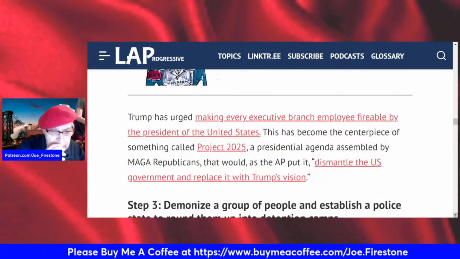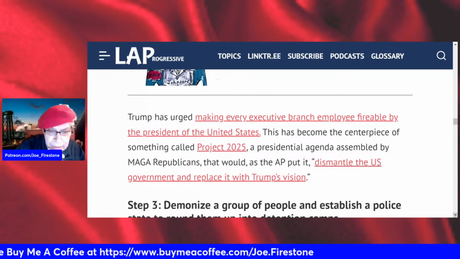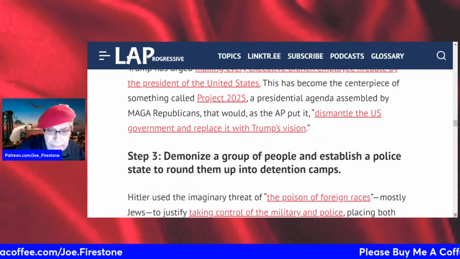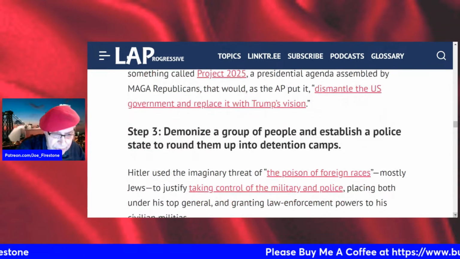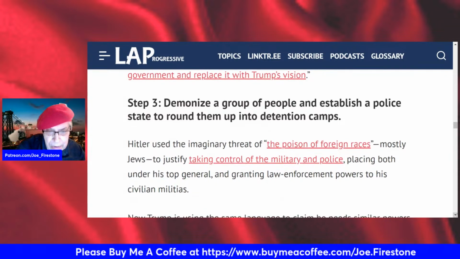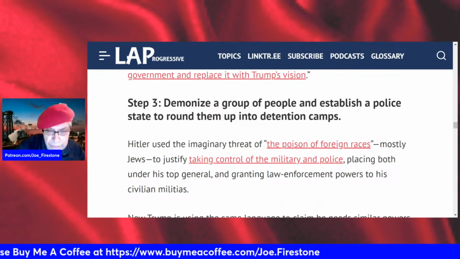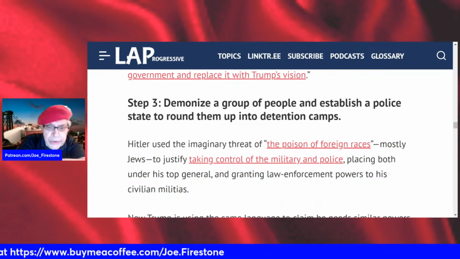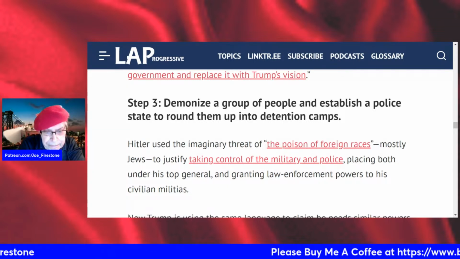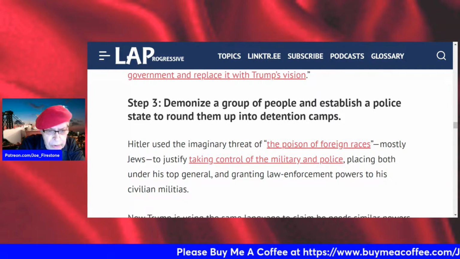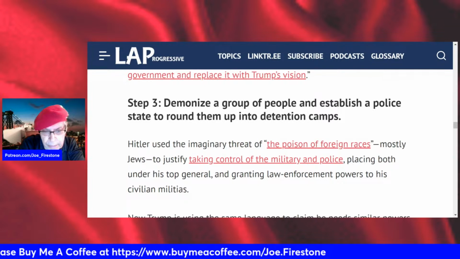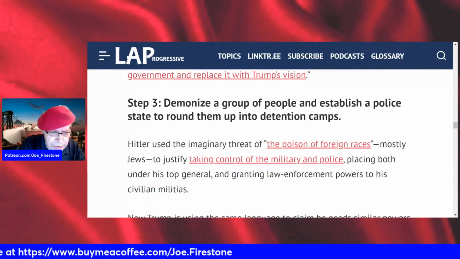Step 3, demonize a group of people and establish camps. Hitler used the imaginary threat of, quote, the poison of foreign races, mostly Jews, to justify taking control of the military and police, placing both under his top general and granting law enforcement powers to his civilian militias.